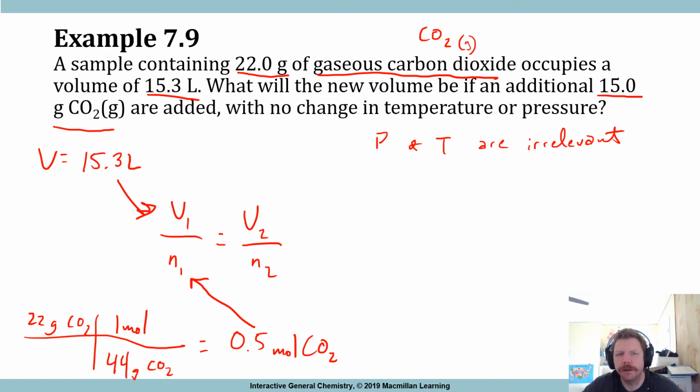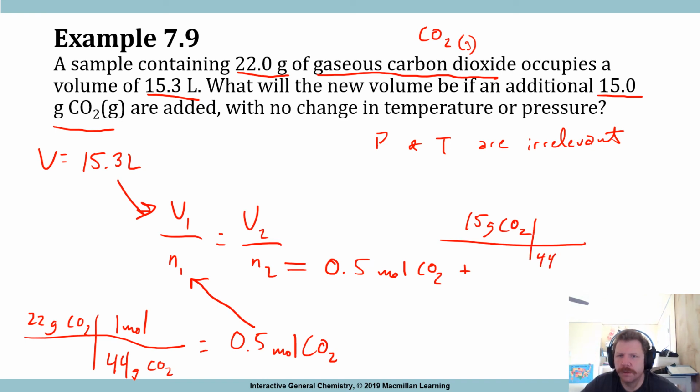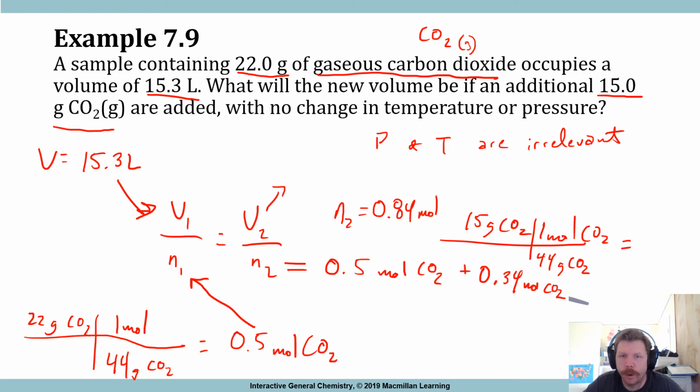Now, N sub 2, do we know that? Yeah, we do. That is 0.5 moles CO2 plus, remember, this additional 15 grams of carbon dioxide that we added. So I'm going to do the molar conversion for that. It's 15 grams CO2 divided by 44 grams CO2 per 1 mole. 15 divided by 44 equals 0.34 moles CO2. So N sub 2 is equal to 0.84 moles.